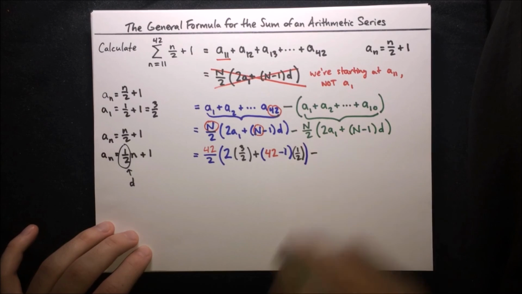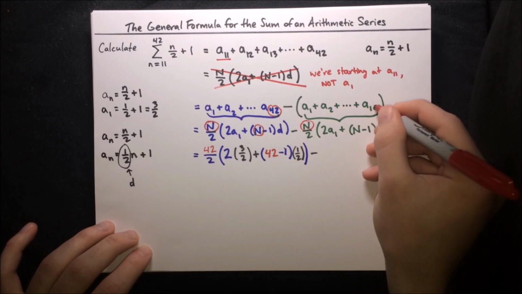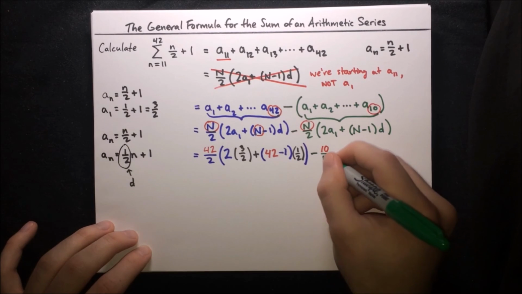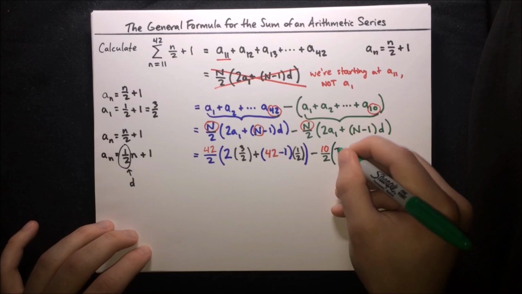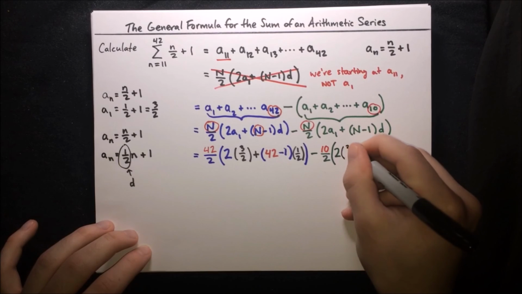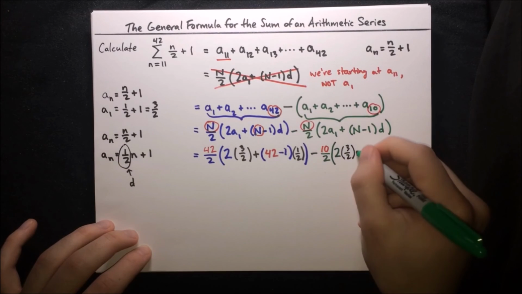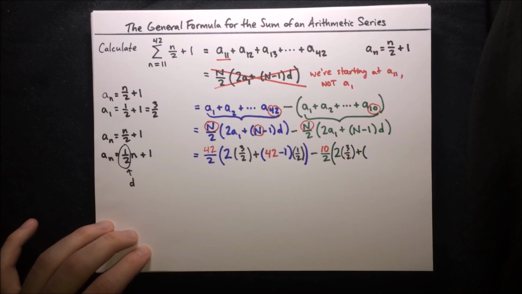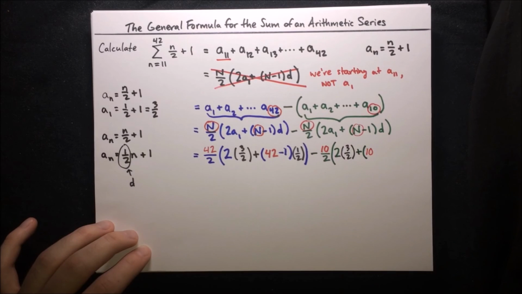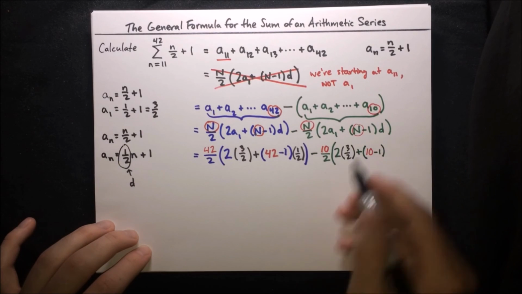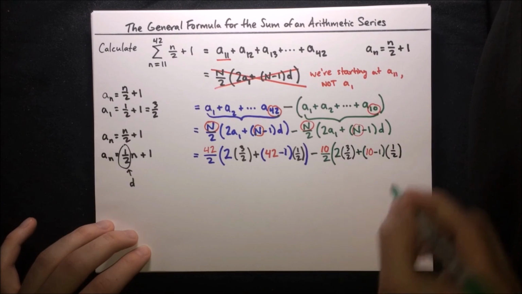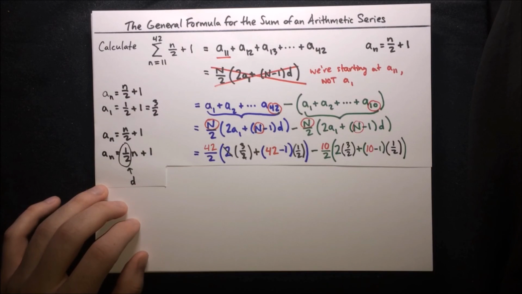So minus n over 2, this time n is just 10. So it's just minus 10 over 2 times 2a1, and we already found that a1 is 3/2. So 2 times 3/2, then plus n minus 1, n in this case is 10, so 10 minus 1, times the common difference, which we found is a half. And now we just need to compute this.